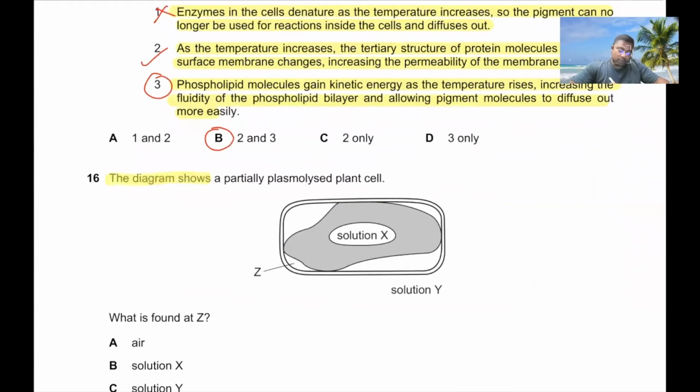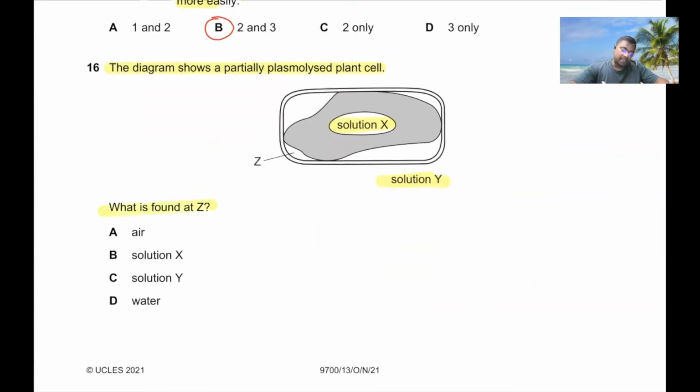The diagram shows a partially plasmolysed plant cell. We can see solution X and we can see solution Y outside. What is found at Z? At Z, obviously, we're going to find solution Y. So C will be the correct answer.